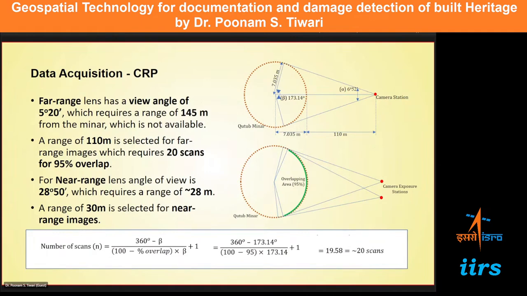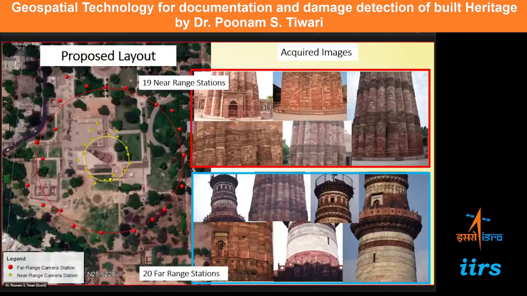Similarly, we have calculated how many scans should be required for near range and for far range. You can see here around 20 scans for far range, and similarly near range also some 14 or so scans were taken. You can see here 19 near range and 20 far range scans were captured. These are the positions of scans. This is the minar, and at the periphery these are the positions from where the photographs were captured.